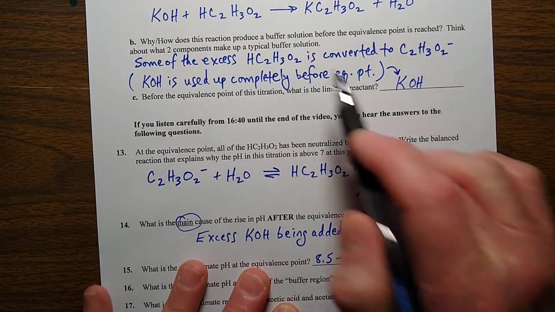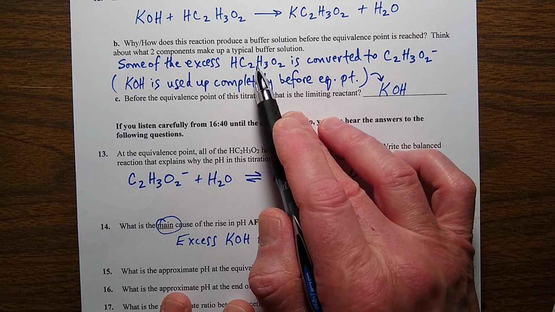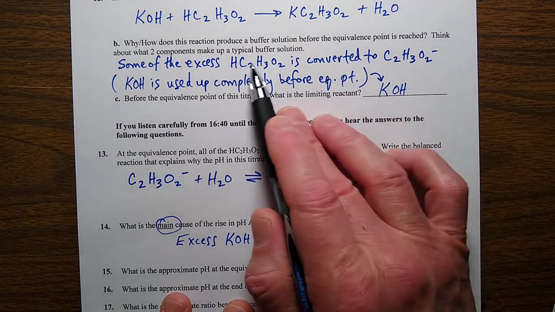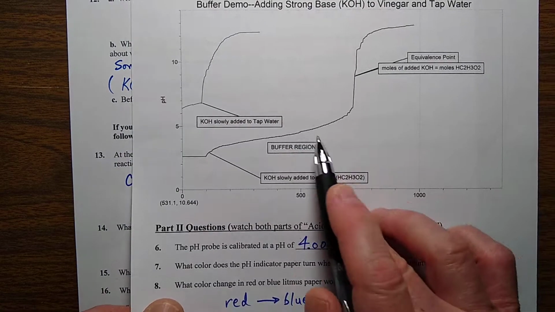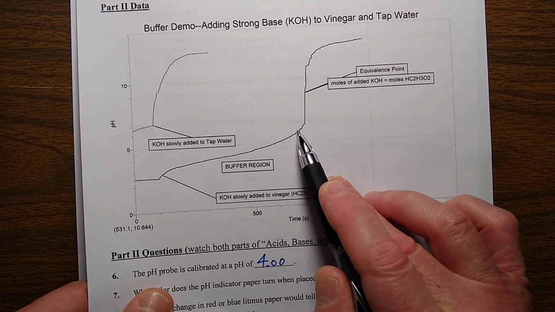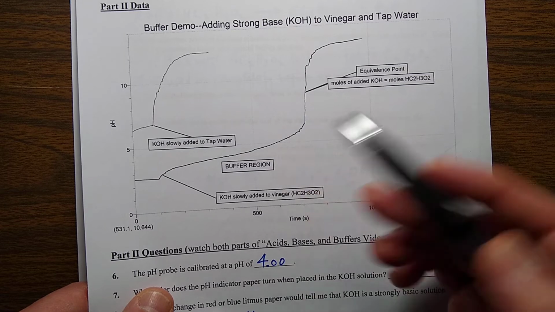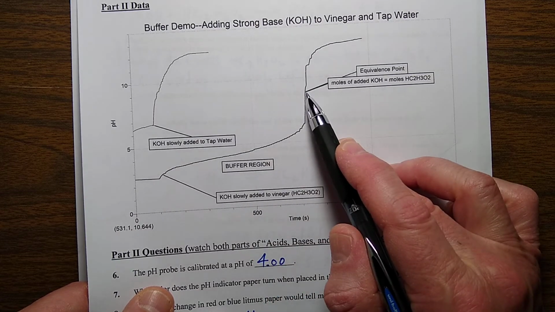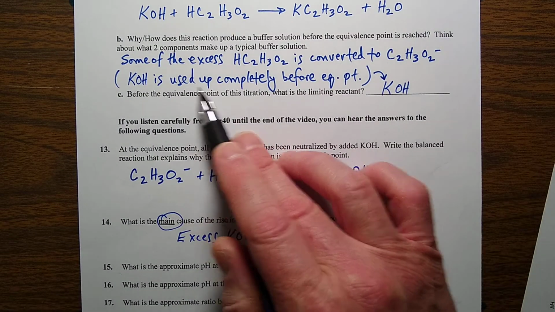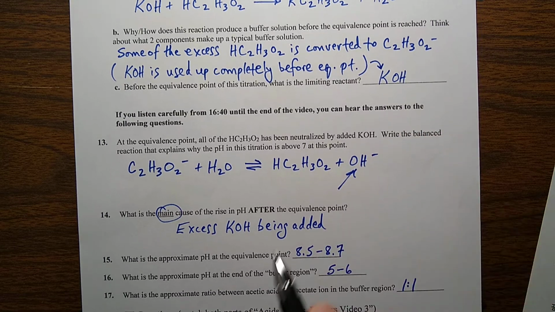So as you go further and further into the titration, the number of molecules of conjugate base is increasing, the number of molecules of acetic acid is decreasing. Eventually they get to a point where they're equal, and that's probably somewhere in here. And then eventually you come out of the buffer region because you add so much KOH that you use up all the acetic acid, and then at this point all you have is a solution of potassium acetate and water. So up until that equivalence point, the KOH, the strong base, is the limiting reactant.